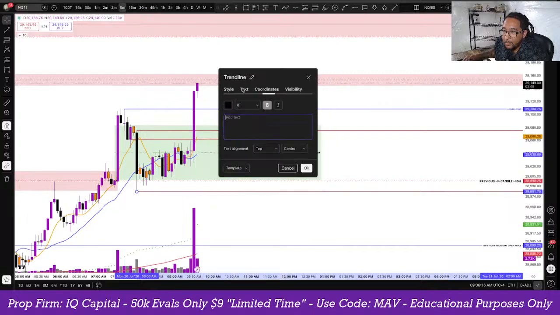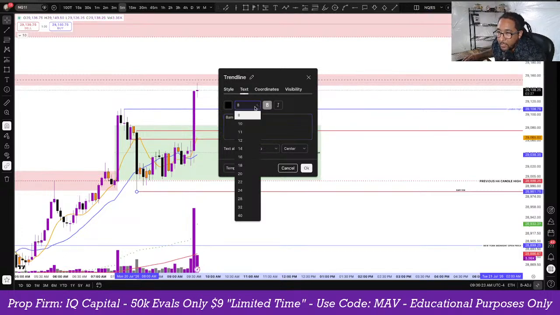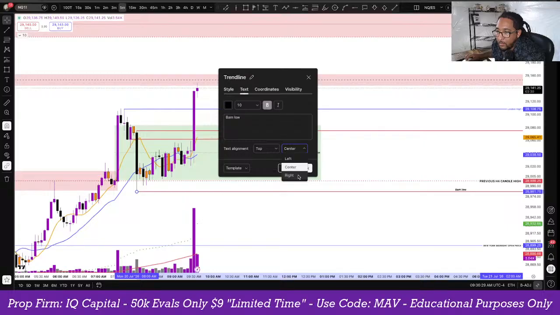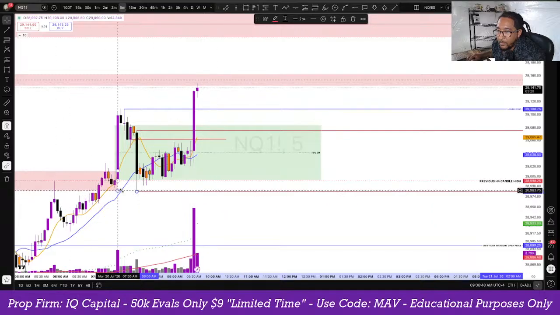So this is our 8 a.m. low. That's our 8 a.m. low there. That's where, let's see, we'll put it there.